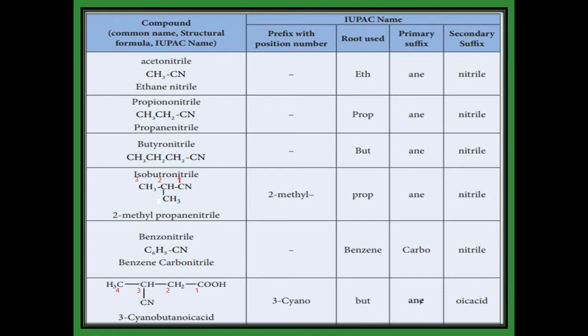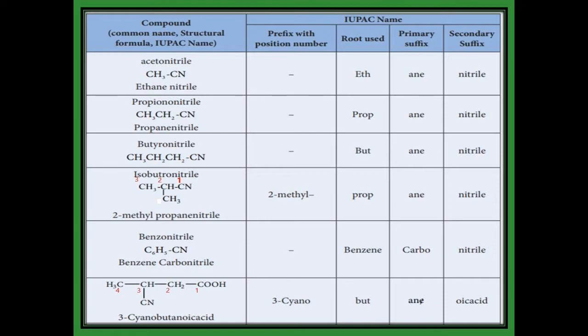The next one, CH3CH(CH3)CN, on hydrolysis gives isobutyric acid, so the common name is isobutyronitrile. It contains 3 carbons linearly, so prop, single bond ane, and in the second carbon we have a methyl, so 2-methyl propane nitrile.